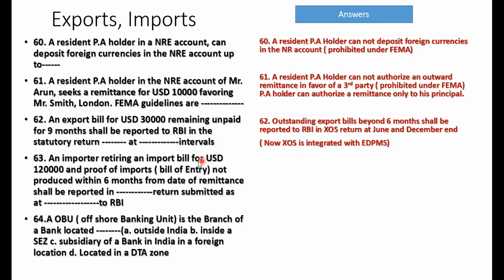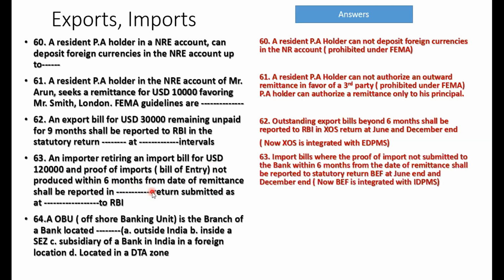Yes. For imports above $1,20,000, if proof of import, the bill of entry, is not produced within 6 months from the date of import, it will be reported in the BFM return. Another return is there. They will ask questions because it is all now integrated, but this is known as a statutory return, which is compulsory, you have to submit.